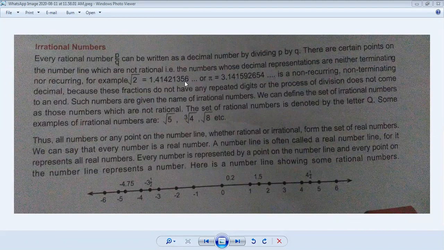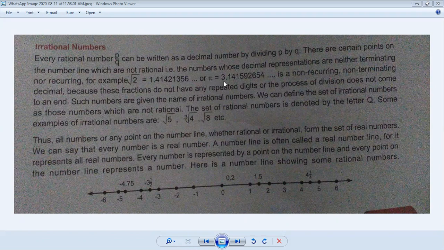You do not get a single recurring digit, like you do not get a string of 6s over here, and you do not get one single answer, but the digits keep on continuing. There are many digits after that. And similarly, we have the number pi. This is a Greek letter. This is used in finding the area of a circle. You must be familiar with this.